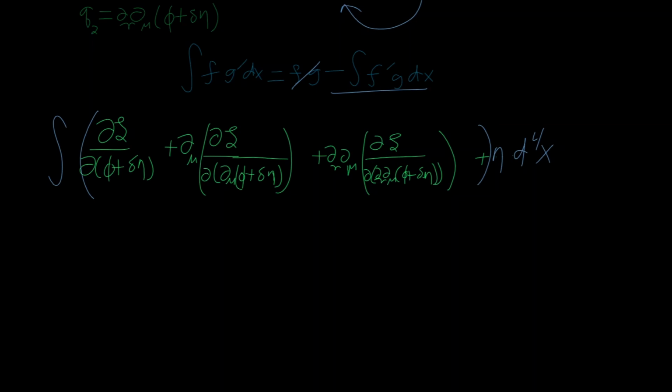So what that does is eliminate all of these delta nu terms in the partial derivative. So we can just get rid of that right there, and get rid of this right here. And that cleans things up actually quite a bit.